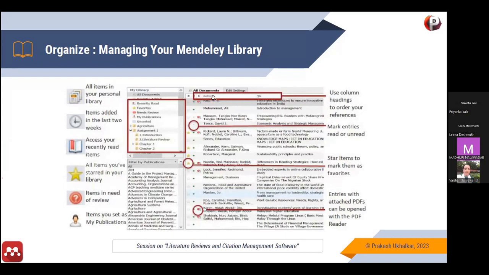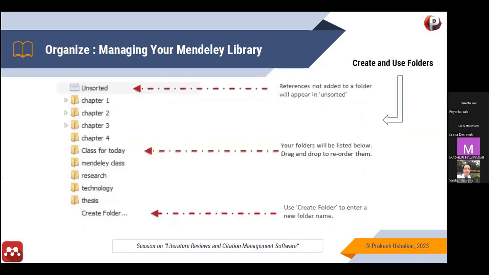That tab, you can sort it accordingly: the author name, the research title name, the year of publication, the time it got added into your library. So everything is provided on your desktop interface. Next, how you can organize your library now.